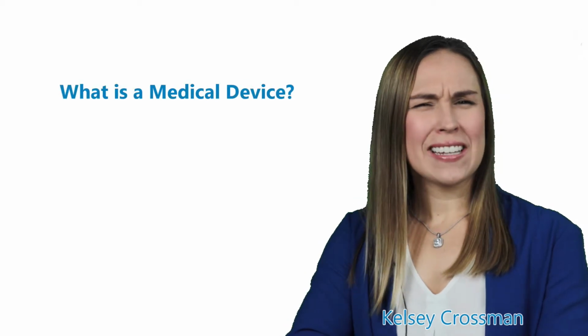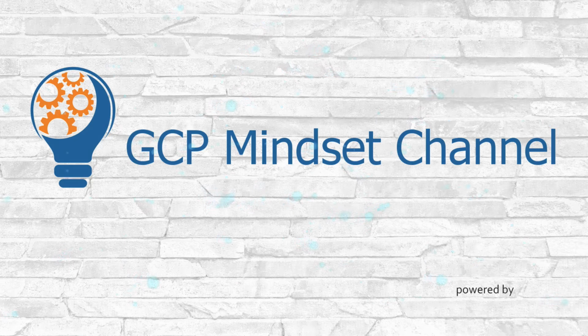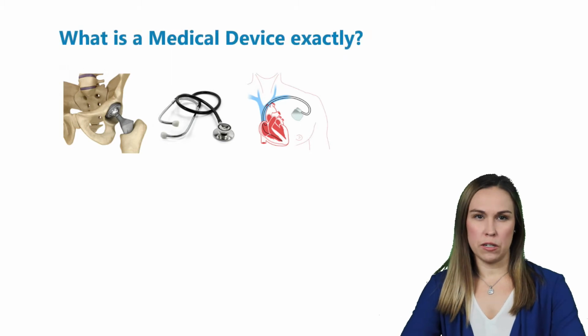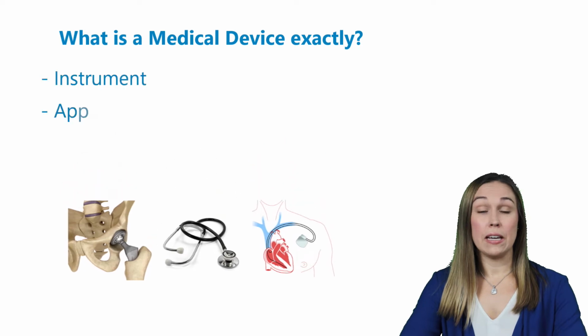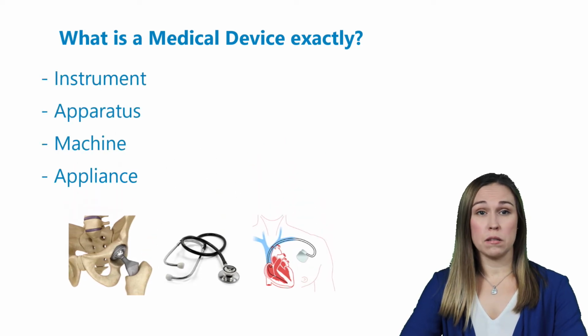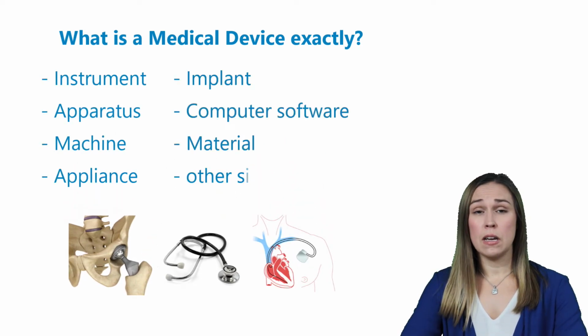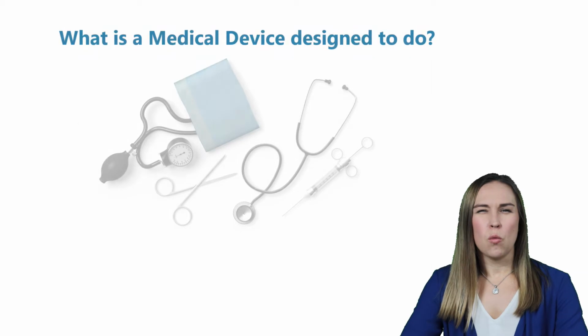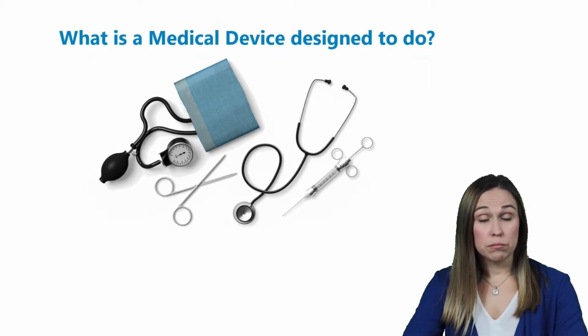So, what exactly is a medical device? What everybody, really everybody, should know. Medical devices have very strict definitions and parameters. They can be categorized as the following items: any instrument, apparatus, machine, appliance, implant, computer software, material, or other similar or related articles.